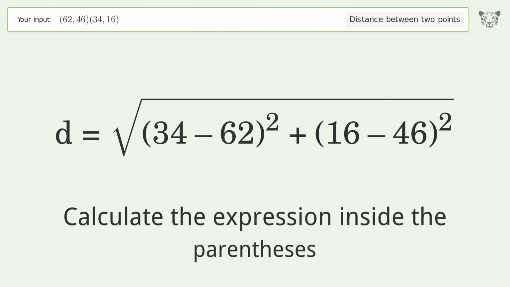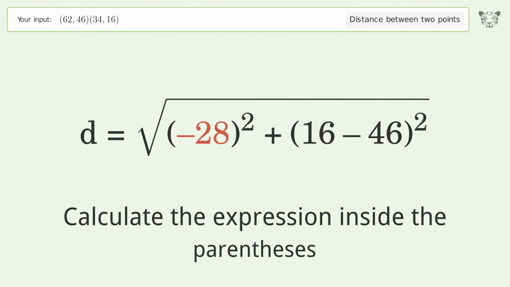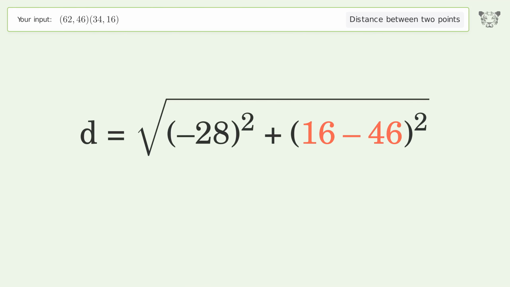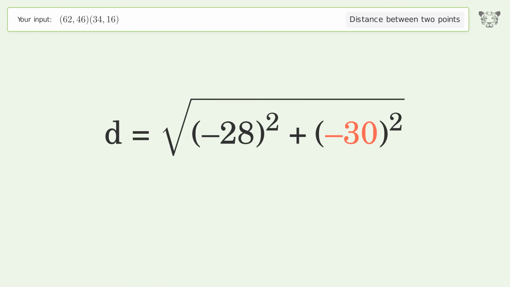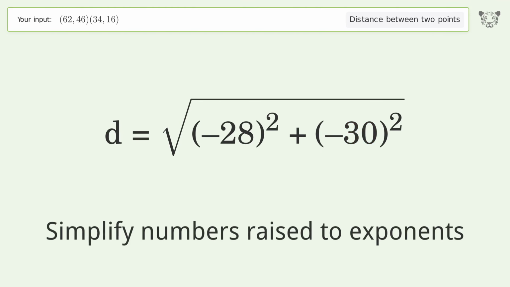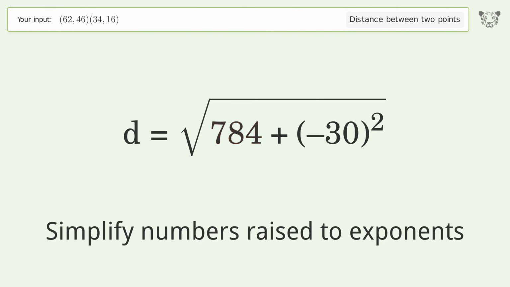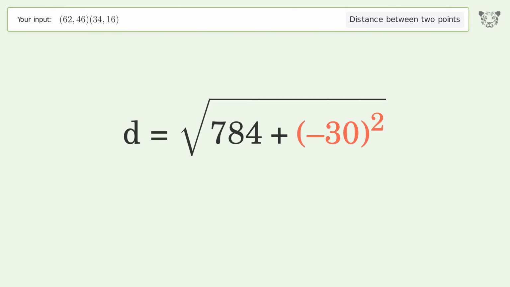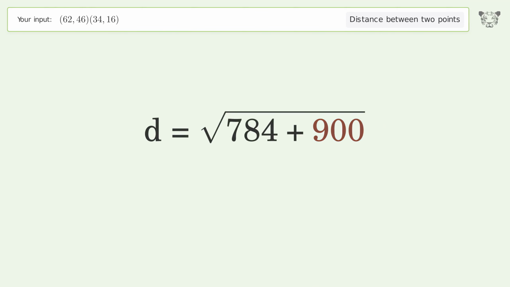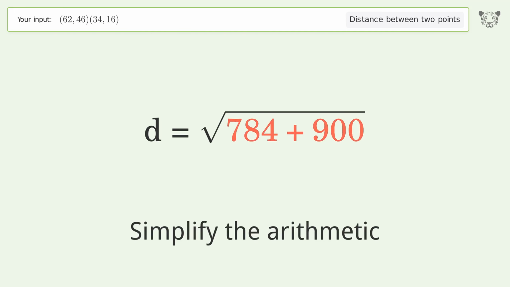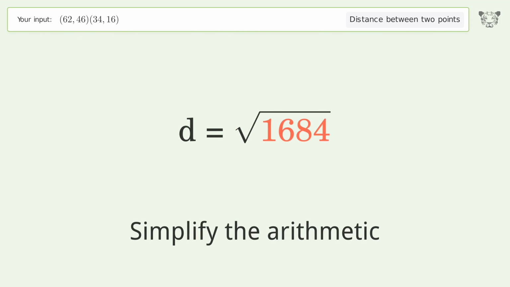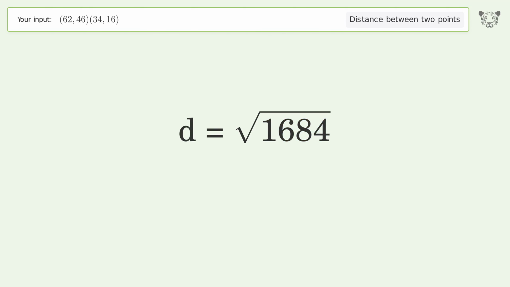Calculate the expression inside the parentheses. Simplify numbers raised to exponents. Simplify the arithmetic. And so the distance between the 2 points is the square root of 1,684, or 41.037.